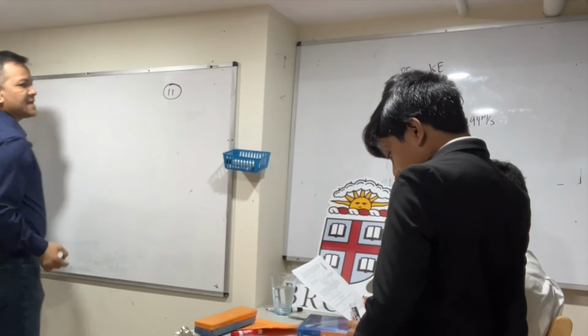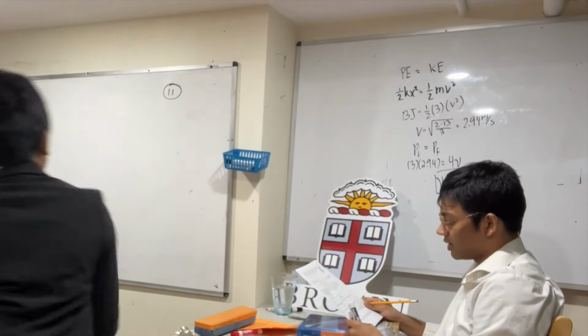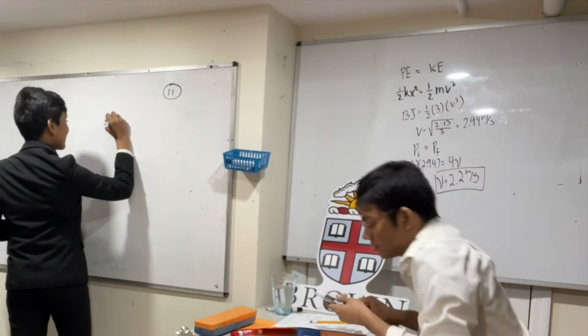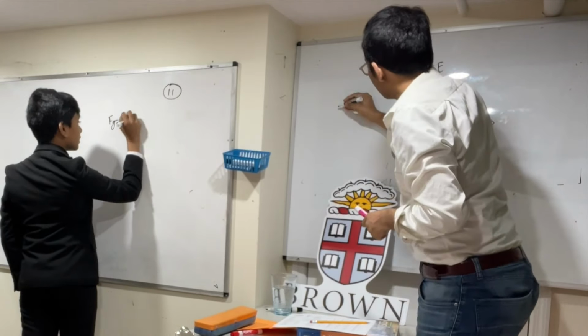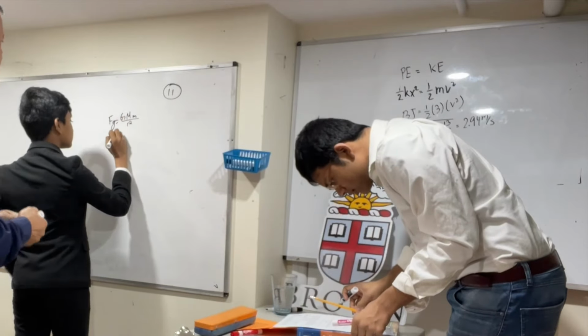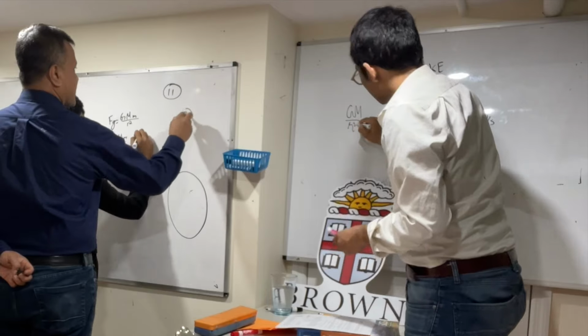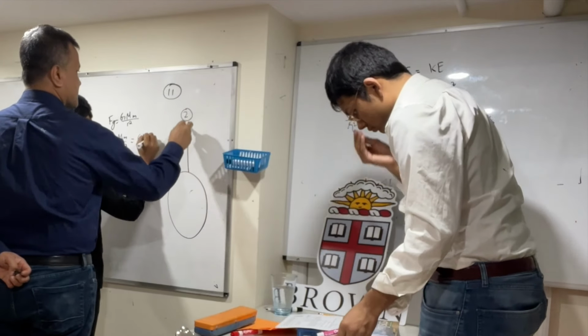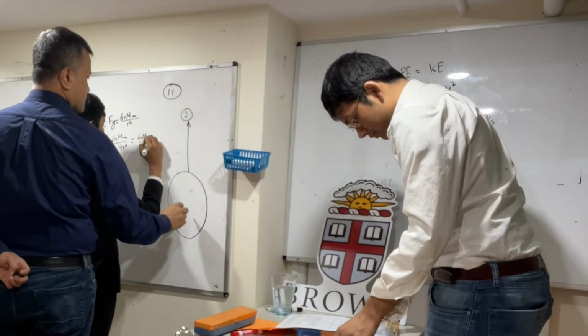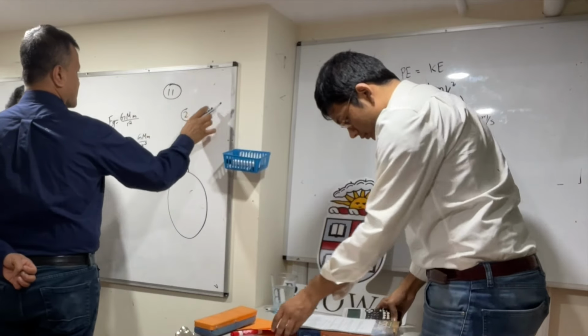Above the surface. Let's see who can do this faster. Oh, okay. All right. What's the question? Question number 11. The 2 kilogram box is 1 radius away from the Earth's surface. 2 kilogram.